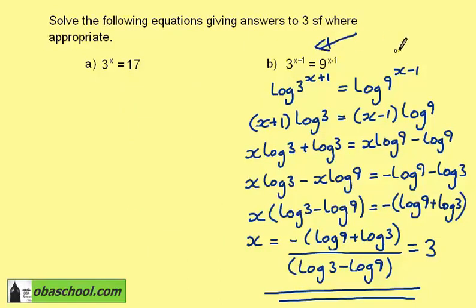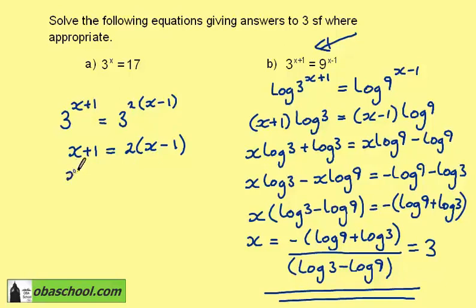We need not have solved this equation using logarithms. We know that 9 is equal to 3 squared. So we could have rewritten this equation as 3 to the x plus 1 is equal to 3 squared to the x minus 1. The indices must be the same here, so x plus 1 is equal to 2 times x minus 1. Therefore x plus 1 is 2x minus 2, and this gives us that x is equal to 3.